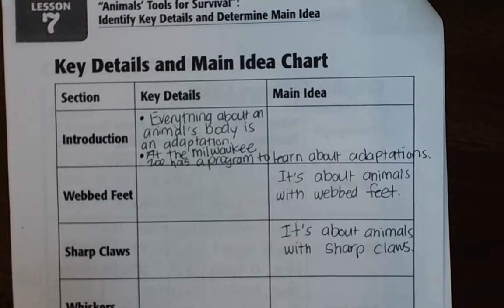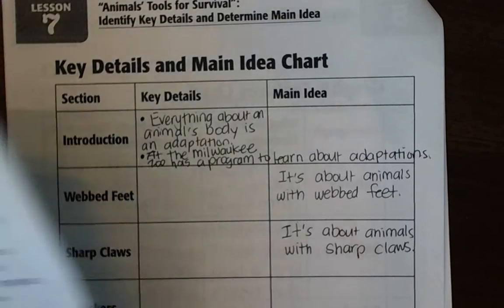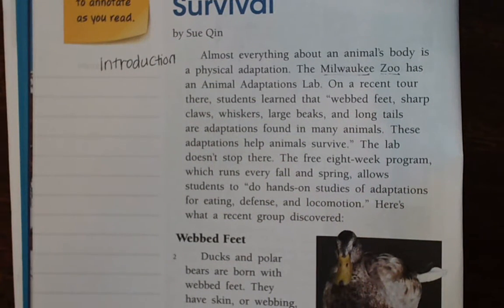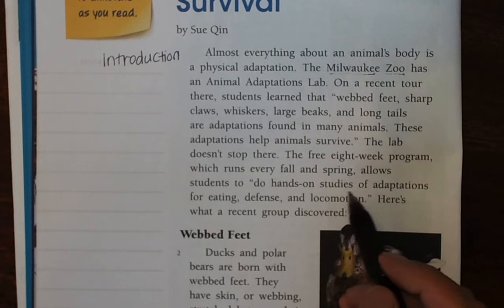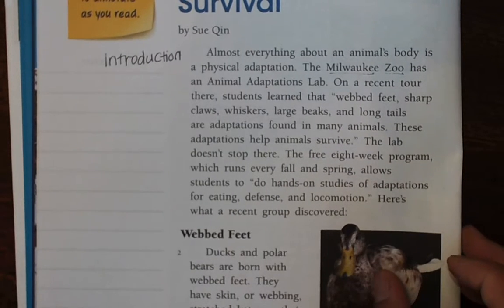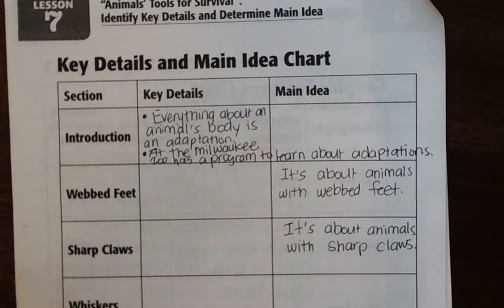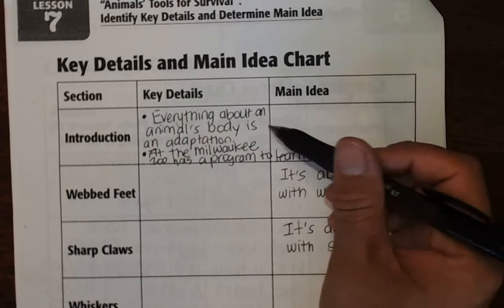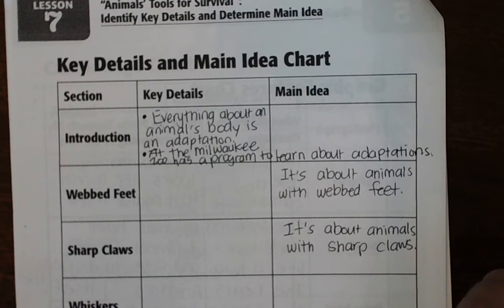And I think those details really are all what that whole paragraph was about, right? And it just said that here's what a recent group discovered. So that just means that the kids who did go to this free 8-week program, that group of kids learned or discovered some really great things about animal adaptation. So that main idea, what do you think it was all about? Now that we know that every animal's body is an adaptation, and at the Milwaukee Zoo there's an adaptation program where kids can learn more about it, what do we know here?